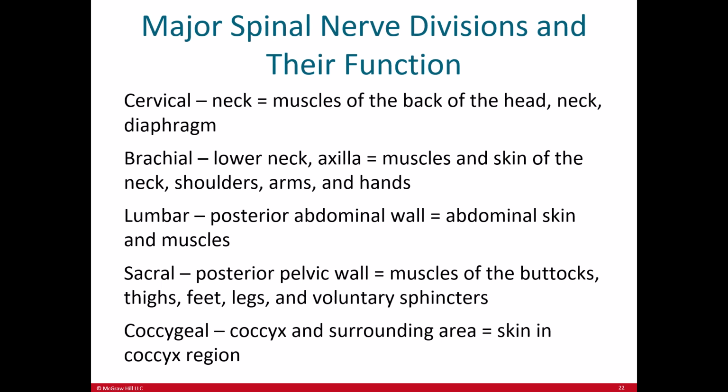Then we have lumbar, which is our posterior abdominal wall, and that is our abdominal skin and muscles area. And then we have sacral, which is posterior pelvic wall, and it's responsible for muscles of the buttocks, thighs, feet, legs, and voluntary sphincters. And then lastly, we have the coccygeal, which is in the coccyx and surrounding area, and it's responsible for skin in the coccyx region.